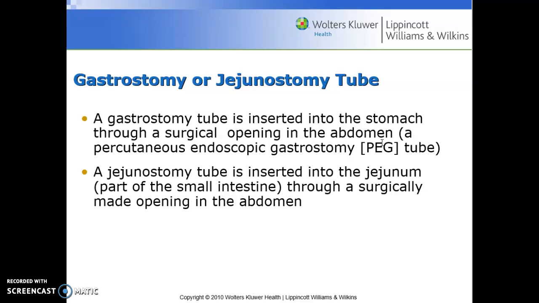And then the jejunostomy tube is inserted into the jejunum part of the small intestine through a surgically made opening in the abdomen. So know the difference here. You may see the tube going through the abdomen, but knowing the placement is important as to knowing which one is which. So the PEG tube is into the stomach. The jejunostomy tube is actually in the small intestine.